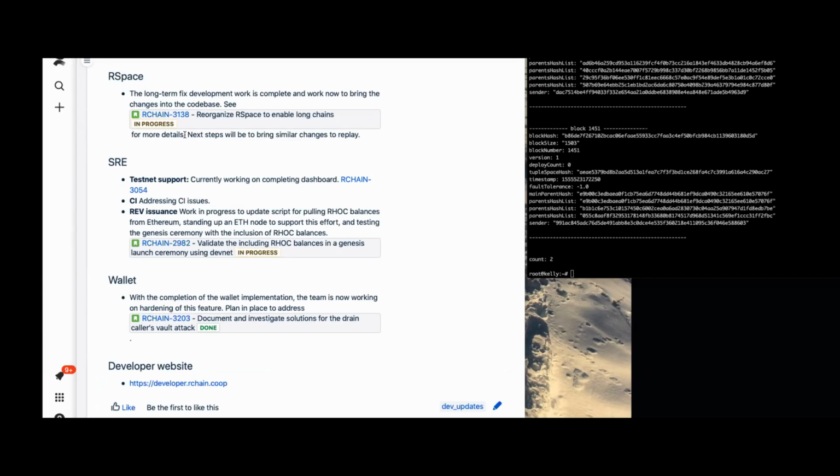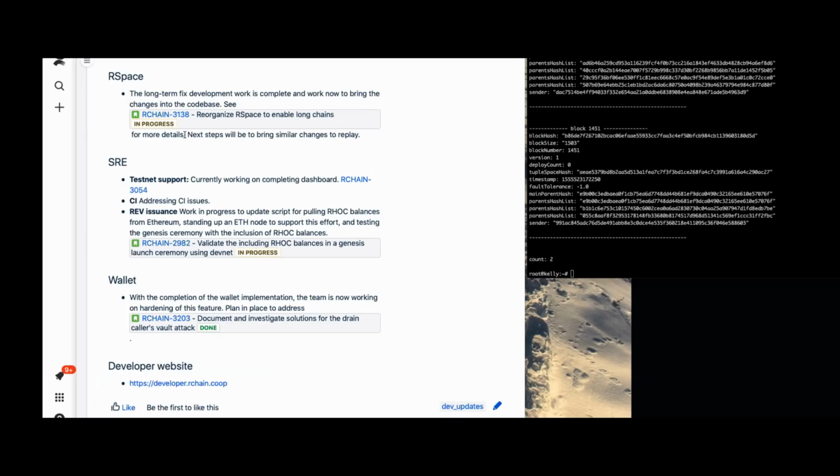We've run into a bug that Pavel is helping to investigate related to the Genesis ceremony. Funny thing, it works in our integration test. We take it for a walk in the wild and it doesn't do exactly what we would like it to do. So we're investigating that bug.